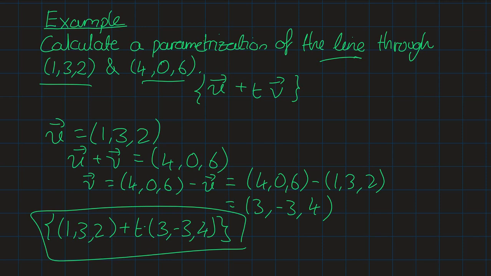Like I said in previous videos, there's not just one correct answer. There's infinitely many correct answers. For example, I could have chosen u to be (4, 0, 6) instead. There's infinitely many correct answers, but this is one correct answer. So that's the end of this example, and that's the end of this video.